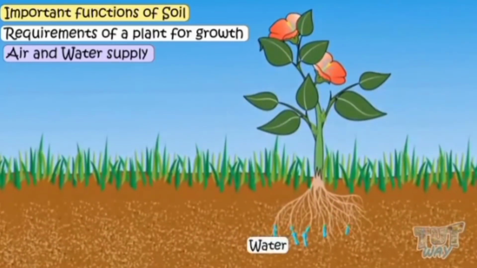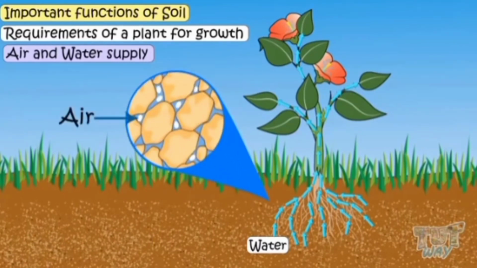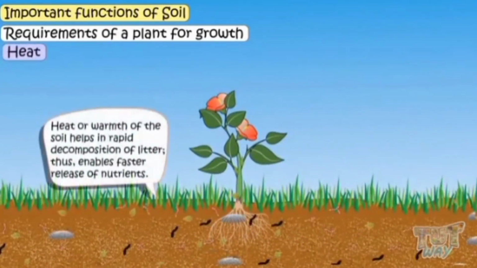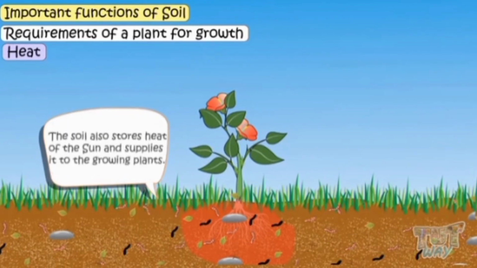Plants absorb water through their roots. From this reservoir, roots breathe in oxygen from the air stored in soil mass. Heat or warmth of the soil helps in rapid decomposition of litter, thus enabling faster release of nutrients. The soil also stores the sun's heat and supplies it to the growing plants.